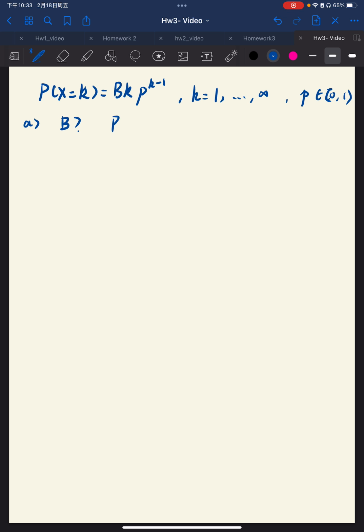So we can see the first question asks us to find, if we have the probability P(X = k) = b k p^(k-1), where k is an integer from 1 to infinity and p is between 0 and 1, what b is, so that P(X = k) represents a probability mass function.